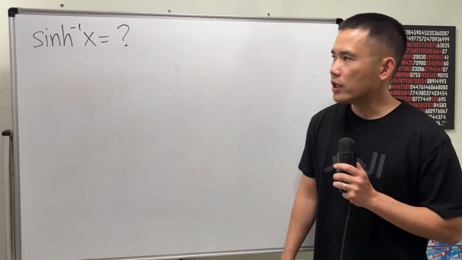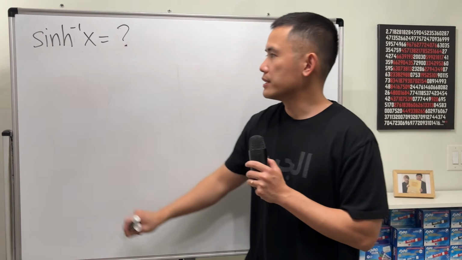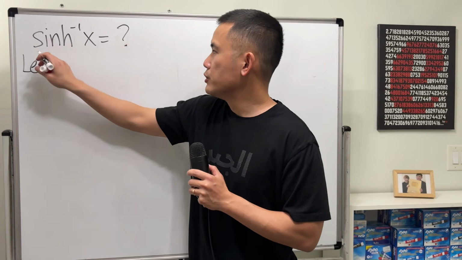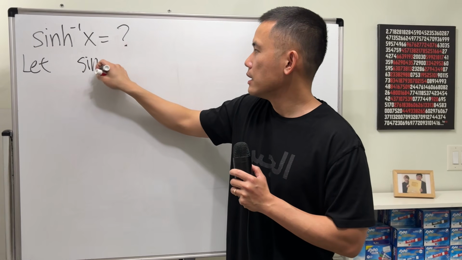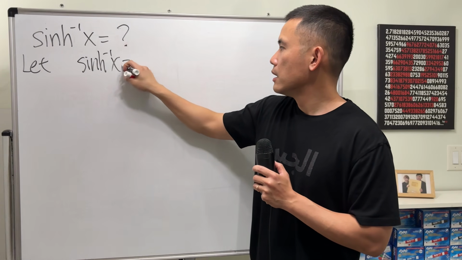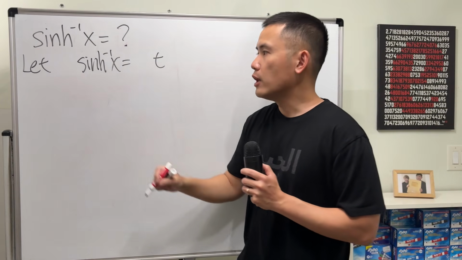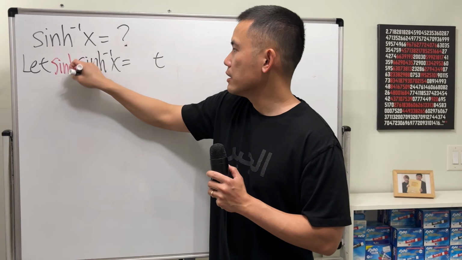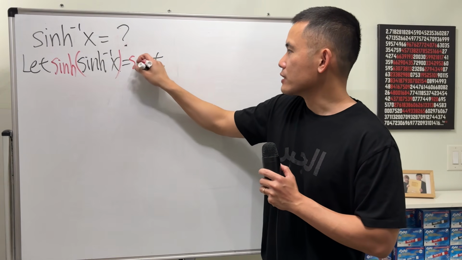We will figure out an expression for the inverse hyperbolic sine function. So this is how we are going to do it. First, I'm just going to let this equal a variable, let's say t. Because this way, we can look at this equation and apply the original sinh function, namely the hyperbolic sine function, to both sides.